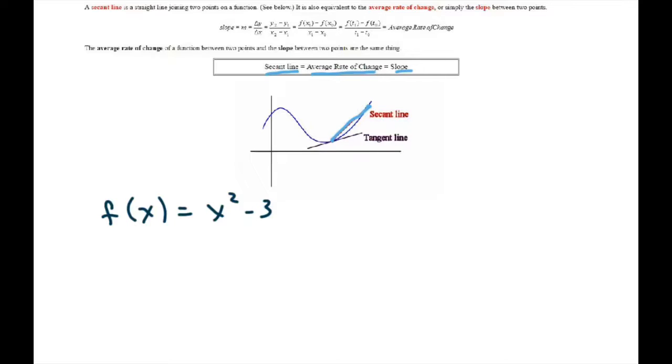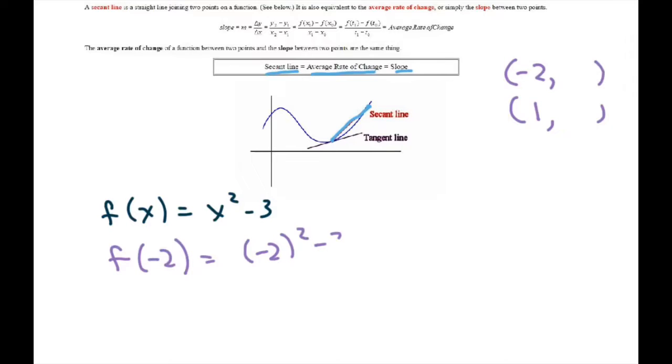Our thing is we have to find the equation of the secant line. So basically we want to go from -2 to 1, and we have to find what our y is. So let's just plug in -2 to find our y. So that's -2 squared minus 3. That's 4, take away 3. And that's going to be 1.